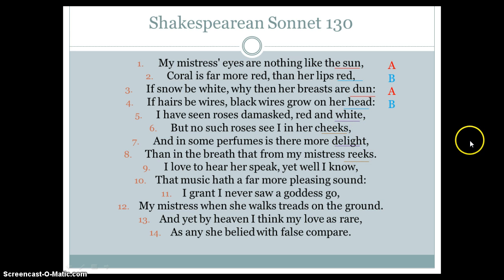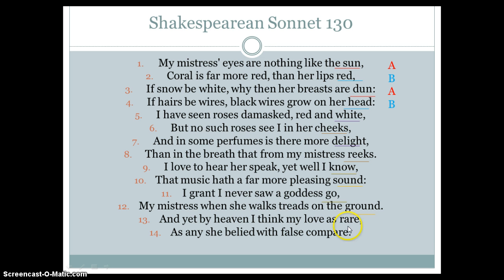Let's see. Goes down a little bit further. I love to hear her speak, yet well I know that music hath a far more pleasing sound. I grant I never saw a goddess go, my mistress, when she walks, treads on the ground. So we have rhymes with go and sound and ground. So that would be A, B, A, B, and C, D, C, D. This is E, E, F, F. No and go, sound and ground.